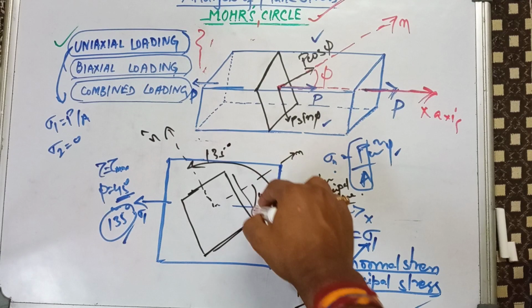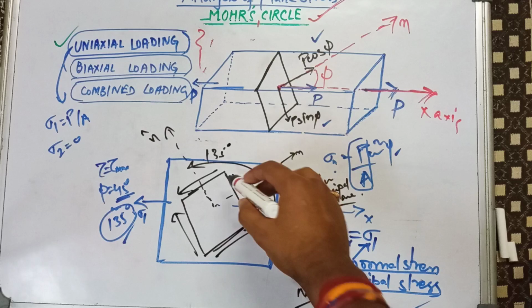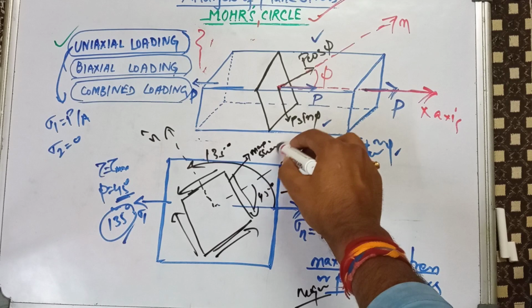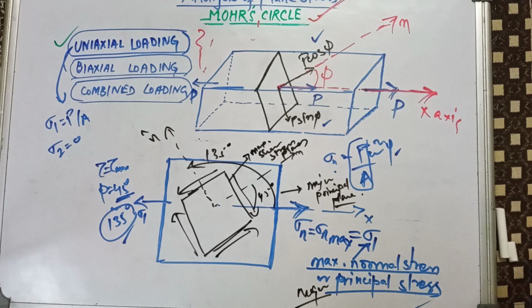Shear stress was maximum, so these planes will be lovingly called maximum shear stress planes, or planes of maximum shear. Is it clear? Planes of maximum shear, it is also called. Is there anything left which I need to explain over here?